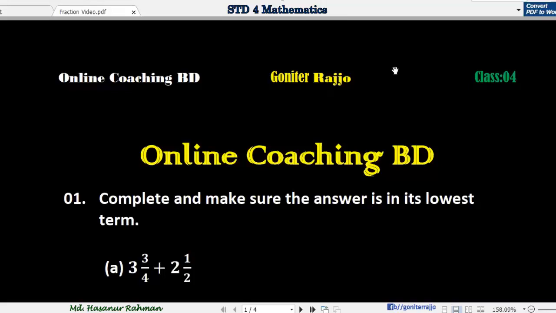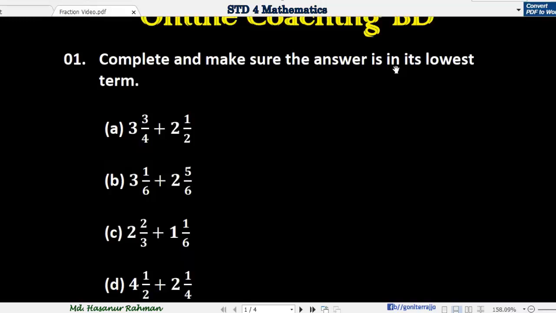Assalamu alaikum dear students. Today I will give you the solution of some important problems of addition, subtraction, multiplication and division of fractions. Number one says: complete and make sure the answer is in its lowest terms.